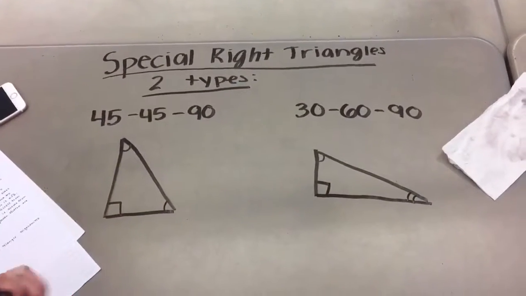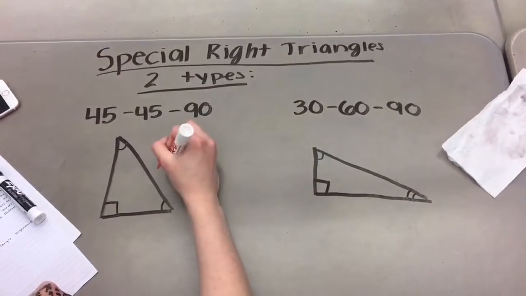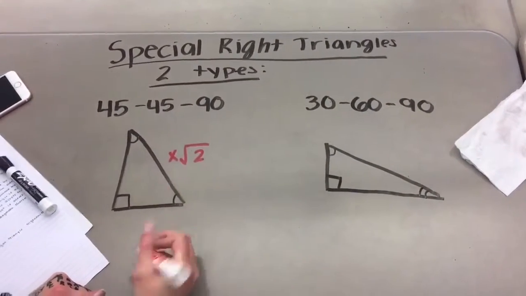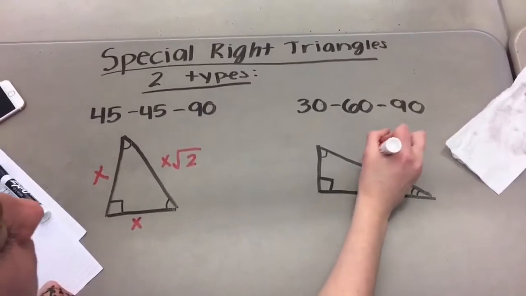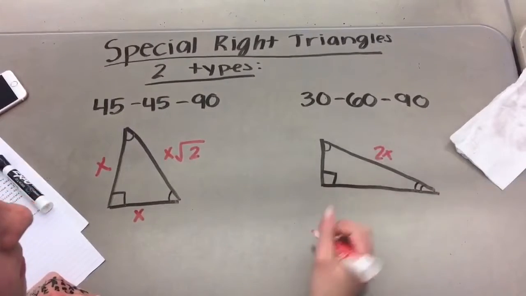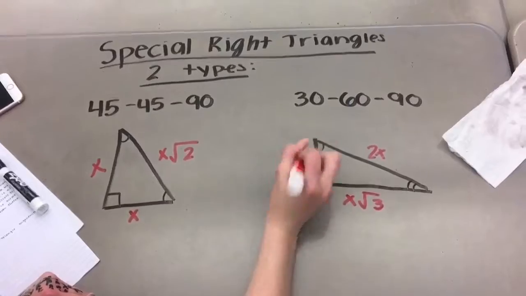The hypotenuse of the 45-45-90 triangle is x radical 2, and the two shorter sides are represented by x. In the 30-60-90 triangle, the hypotenuse is 2x, the side across from the 60-degree angle is x radical 3, and the side across from the 30-degree angle is x.